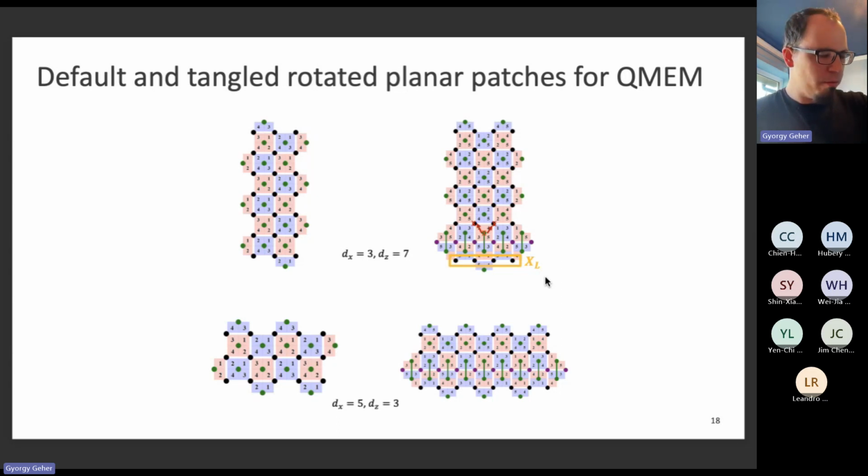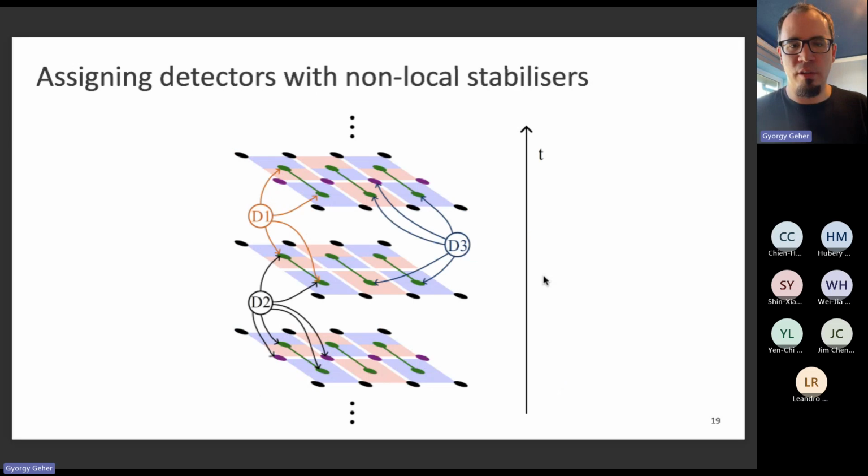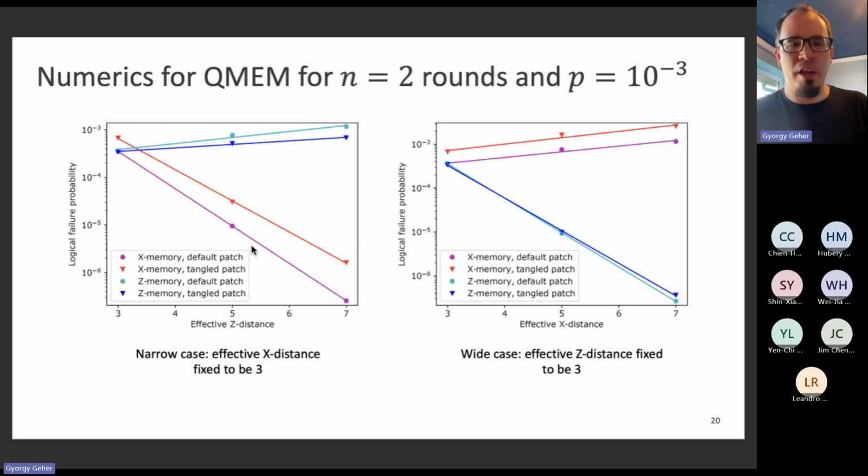But essentially, I'm almost out of time, so maybe I will just quickly show this simulation plot. From this simulation data, we concluded that as long as the effective distance of the tangled patch and the default patch match each other, we have very similar quantum memory performances. And after the talk, if there are any questions, I can explain in more detail. But essentially, the conclusion is that with agreeing effective distances, we have almost the same performance.